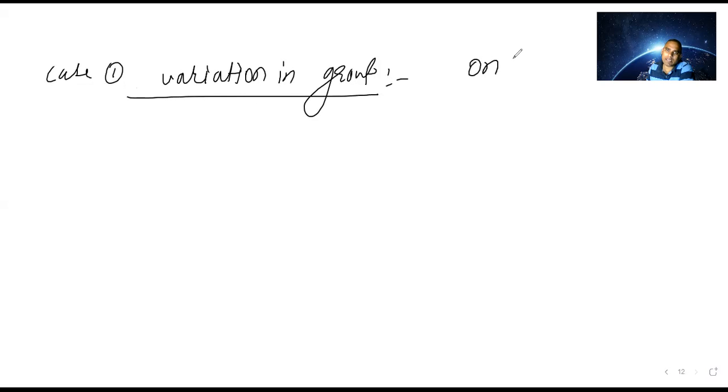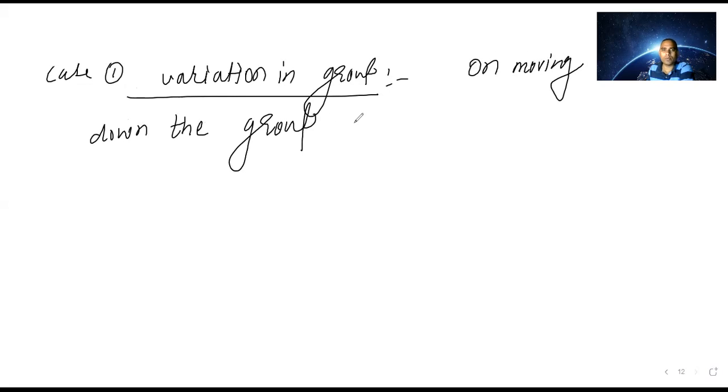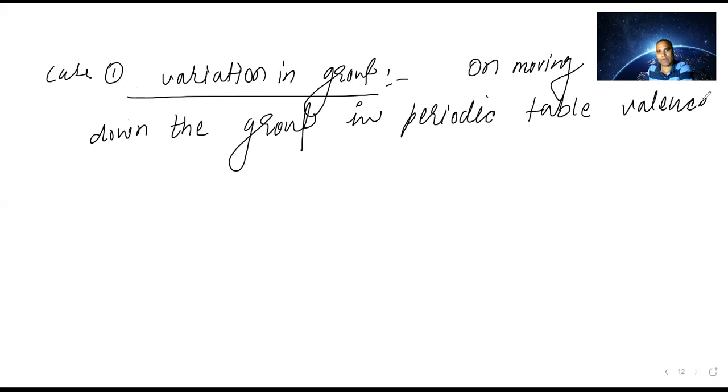Here they are saying, on moving down the group in the periodic table, the valence shell configuration is the same. That is very important. Valence shell configuration is the same.